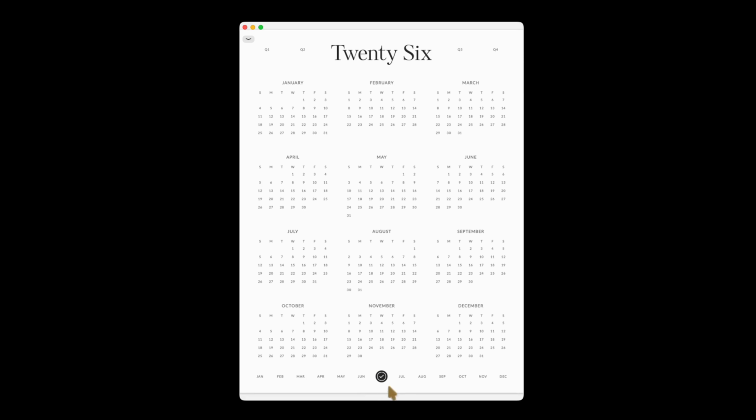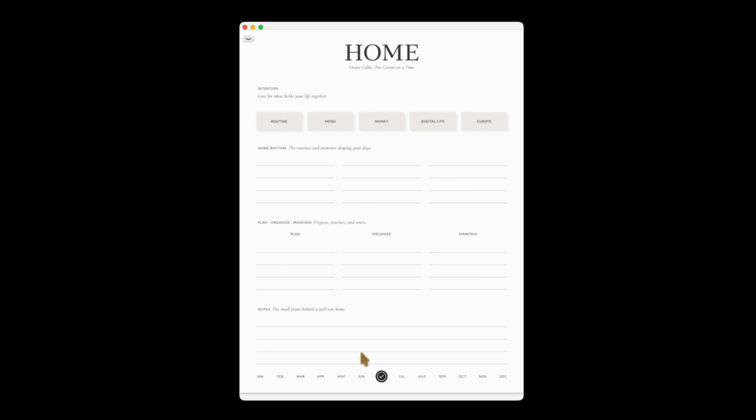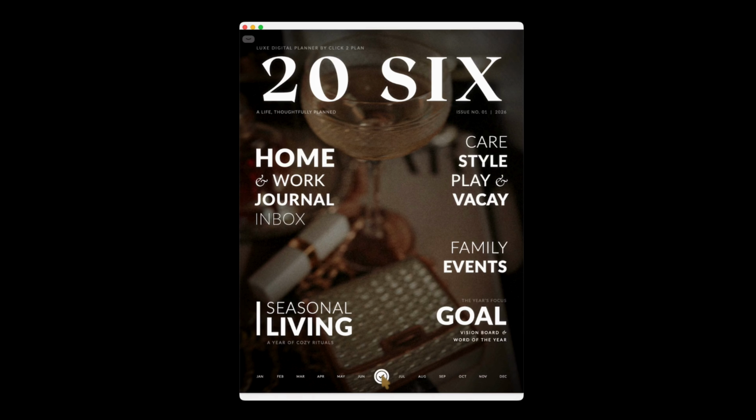So the check mark in the center takes you back to your contents page. So let's go over that because that's the number one thing you need to know. From the home page, click any section you want. Let's go into home. And then if I want to go back to the contents page, in the footer, click the check mark. And that takes you back to your contents page. Now let's just deep dive into what's inside this planner.